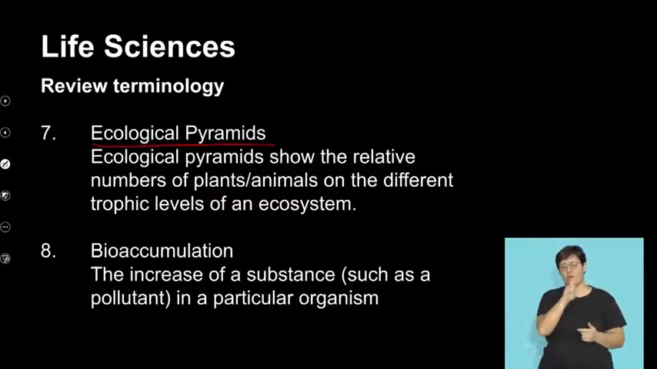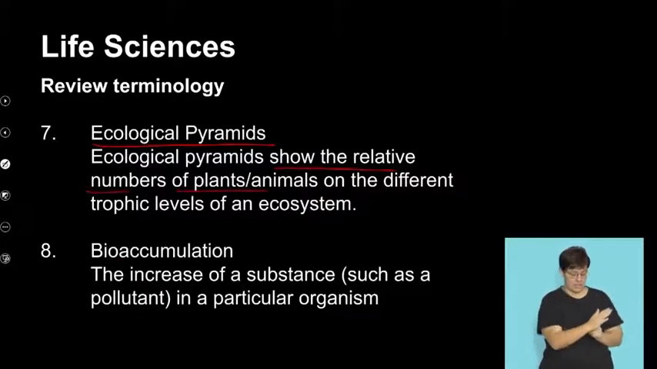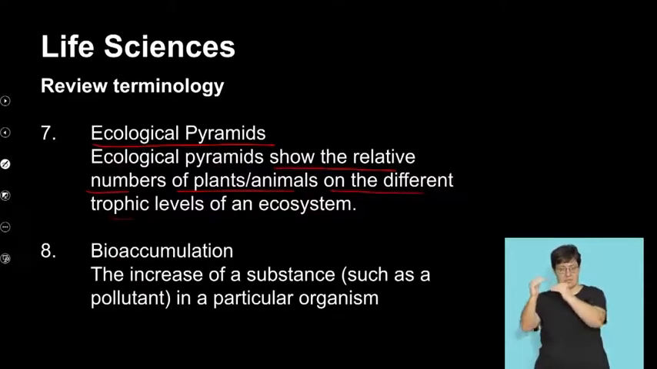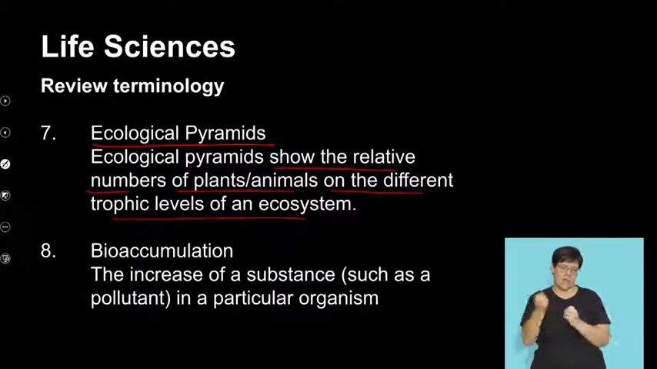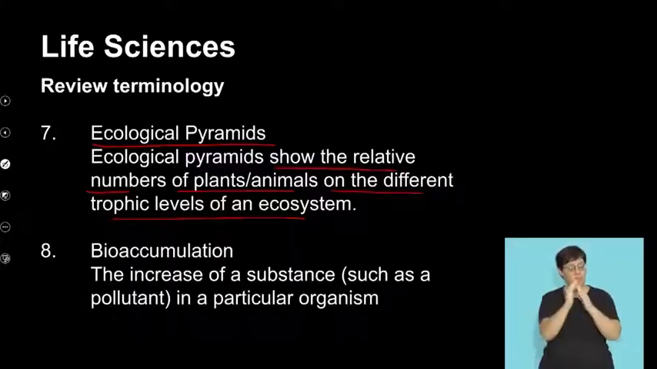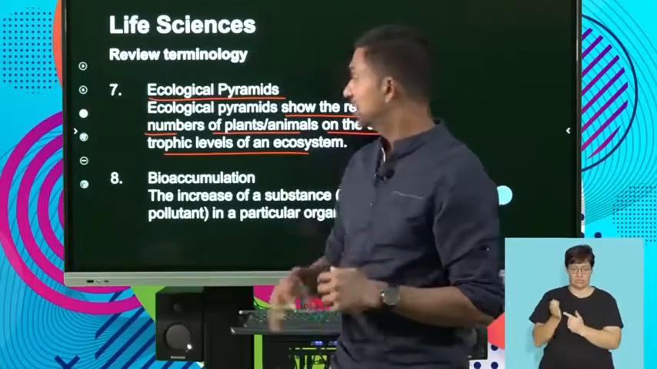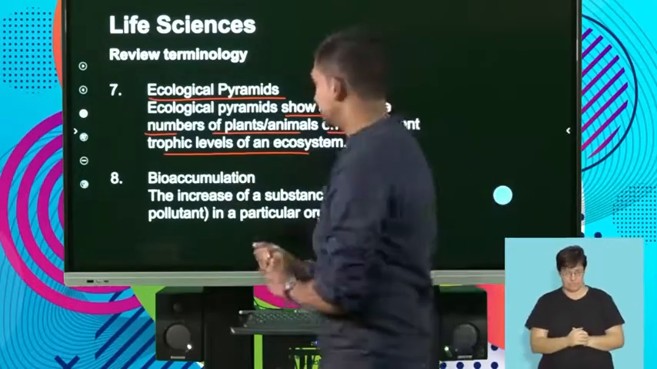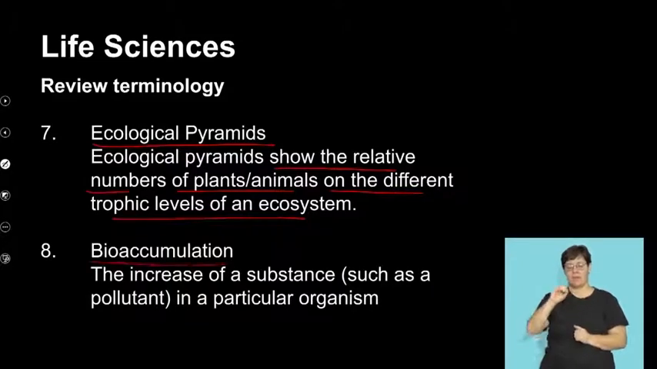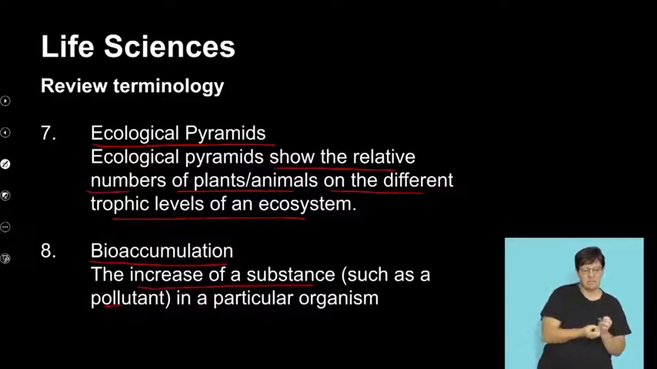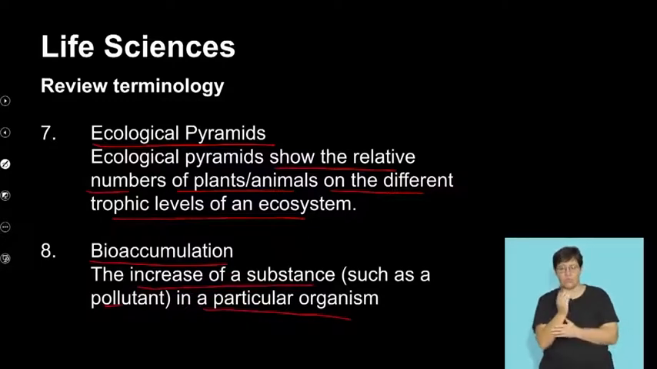We're going to spend some time looking at ecological pyramids, and a pyramid basically shows the relative numbers of plants or animals on the different trophic levels of an ecosystem. So we have different types of pyramids that illustrate the flow of energy, and that's what we're going to look at in a bit. And then the concept of bioaccumulation would be how there's an increase of substances such as pollutants in an organism through a food chain.